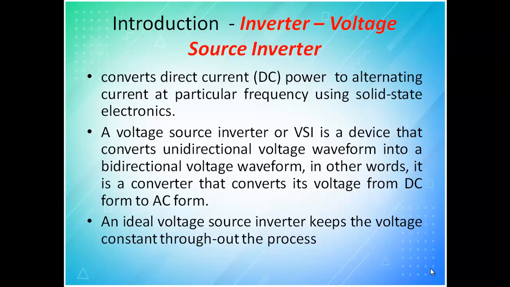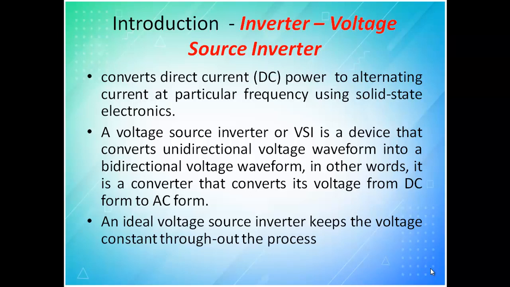Now why do you want to convert DC to AC? You have batteries, and batteries store energy in DC. But all the appliances at your home require AC supply. Tube light, fan, whatever it may be, all such loads require AC supply. Whereas when you store charge in a battery, you store it in the form of direct current. Now there comes the requirement for an inverter.